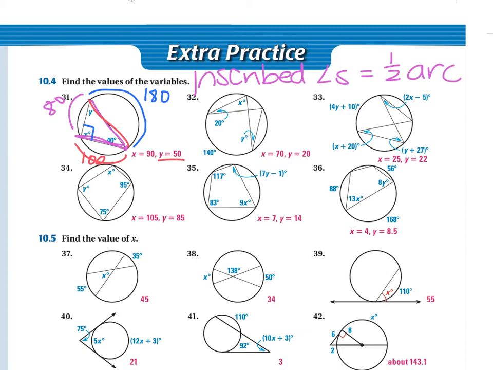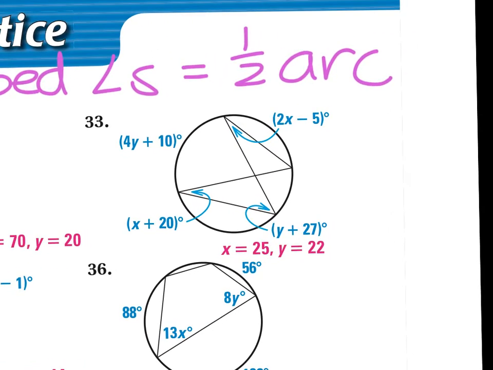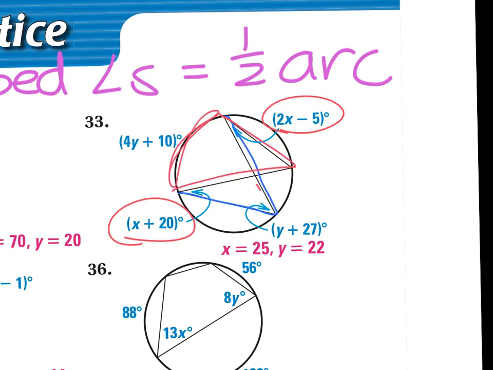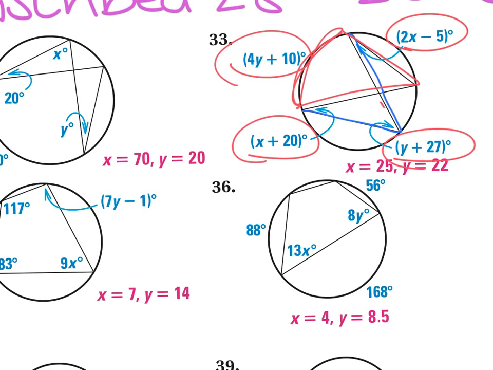And that's pretty much 32, kind of the same idea. 33, you're dealing with two angles that intercept the same arc here. So these two are congruent. I would set this equal to this. And then on the reverse side, this angle and this angle also intercept this same arc, so they're congruent. I set this equal to this, and then just solve it.